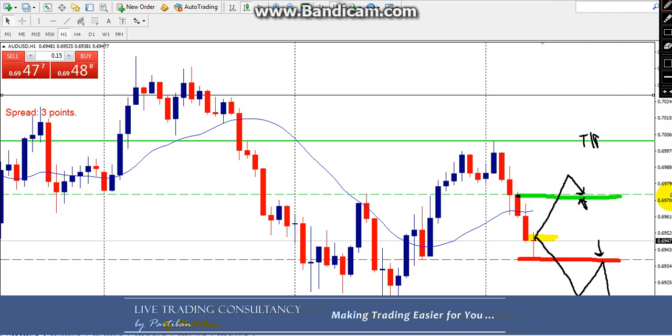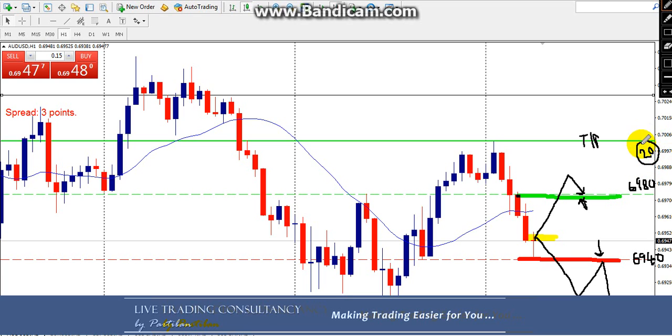So let me mark the level. It's 69.80, and this is 69.40. It's about 40 pips movement in between, and the take profit is going to be 69.7, so about 30 pips. Okay, 30 pips take profit, and then over here the take profit is going to be about 20 pips.